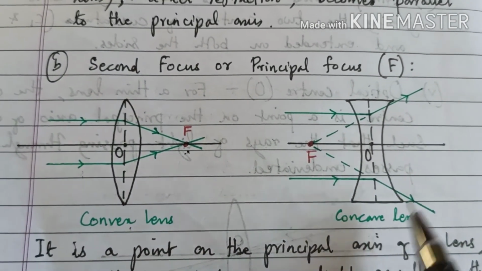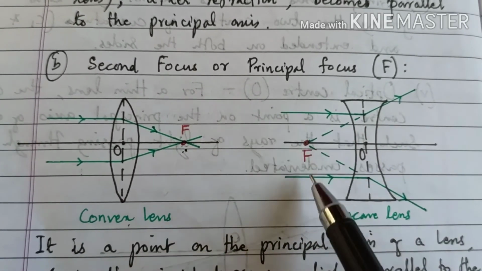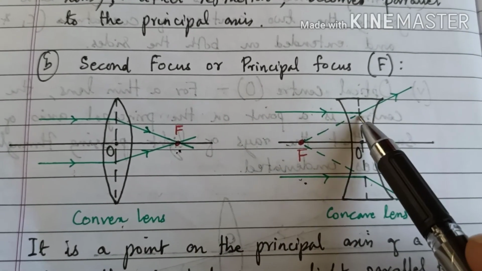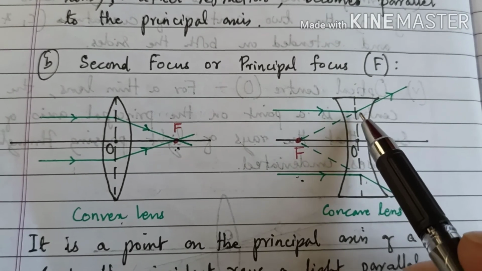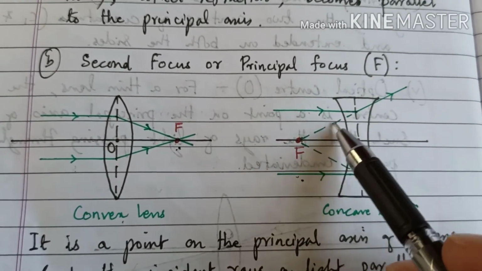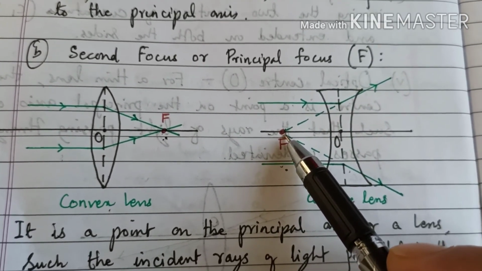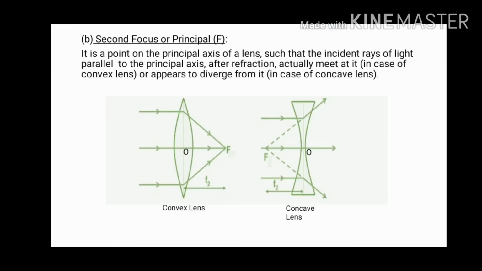In case of a concave lens, as it is a diverging lens, if the rays of light parallel to the principal axis, after refraction, go like this, and if they are produced backward, they appear to meet here, appearing to come from this point, then this point on the principal axis will be called the second focus of the concave lens. So, the second focus or principal focus is a point on the principal axis of a lens such that the incident rays of light parallel to the principal axis after refraction actually meet at it in case of a convex lens or appear to diverge from it in case of a concave lens.